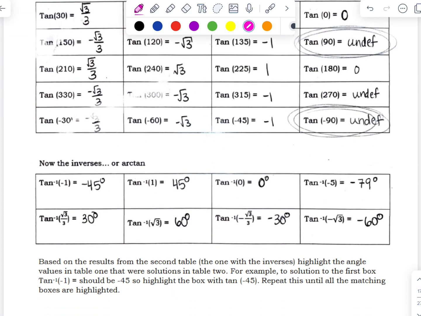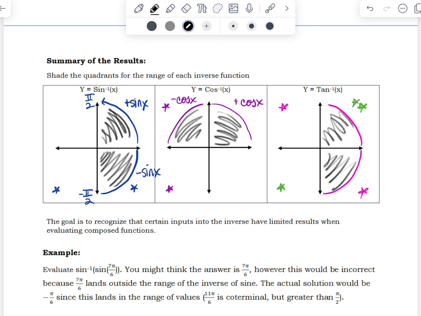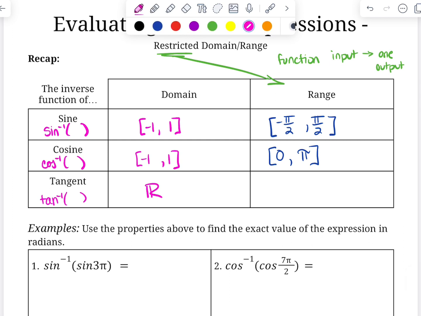It looks like the tangent picks the negative values, just like the sine does. So the tangent is going to be in quadrants 1 and 4. Those are going to be its restricted domains. So what does that mean? That means that the tangent inverse gets evaluated from negative pi over 2 to pi over 2. Now there's a reason why we don't include those two values, and I'll get to that in a second.